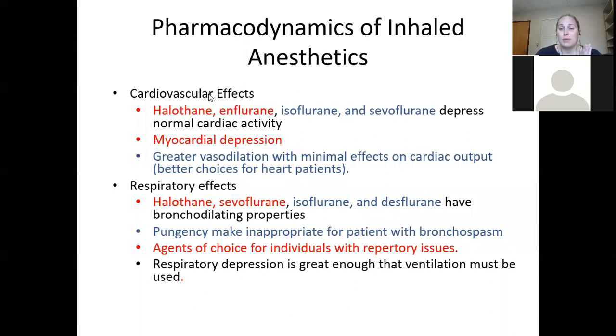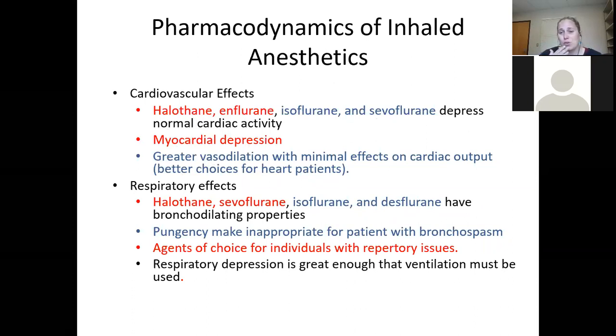The way I've put together this slide is that the red anesthetics that I've put here correlate to the cardiovascular effects that you see here. Things like halothane and enflurane are going to show signs of myocardial depression. Isoflurane and sevoflurane essentially have minimal effects on cardiac output.